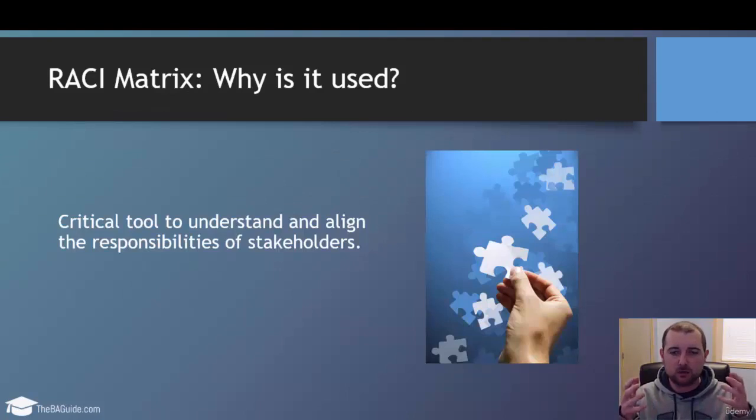And it's a really critical tool to help you understand the responsibilities of stakeholders. So throughout a project, different stakeholders are engaged and have different responsibilities. And what the RACI matrix is designated to do is to identify those responsibilities early on in the project so there's no confusion as you move throughout the project. And it really helps set the stage for the project as you move forward.